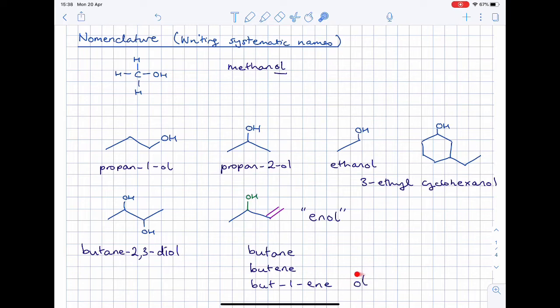So we add O to the end of the name to show it's got an alcohol. Now, once we add the O, we don't like two vowels following one another, so we take off the E on the alkene.